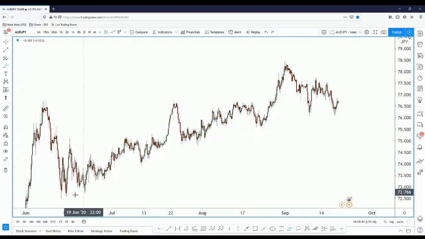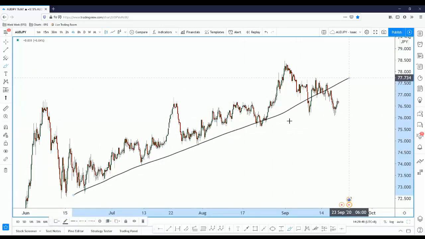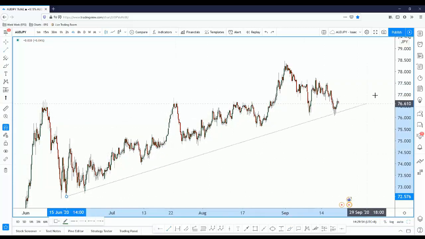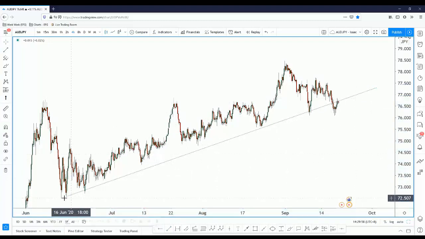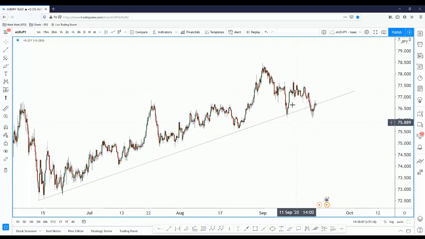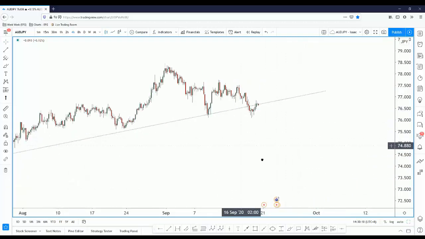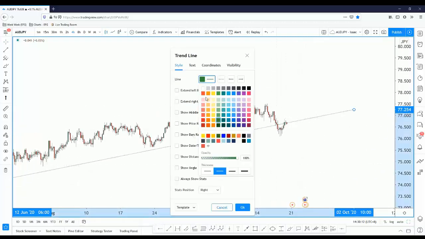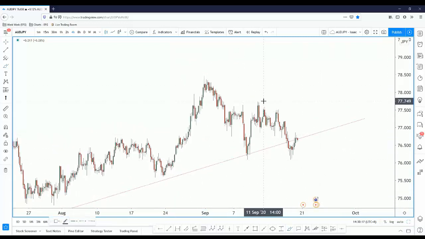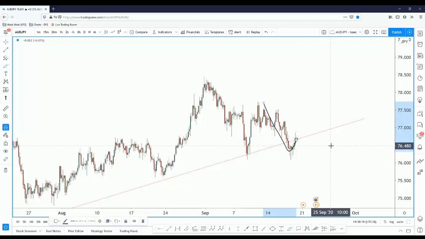So if we were to connect all the lows together with a trend line, just something like that, it's okay to cut the candle wicks, try not to cut the body. It's interesting to see, you just want to focus on this area here. I'm going to change it to red color. It's very interesting to see that price has actually broken out and is retesting the trend line.